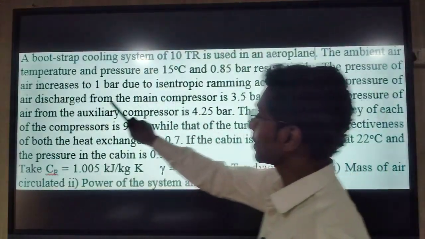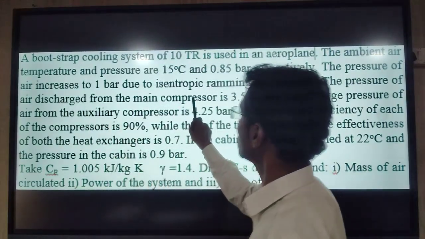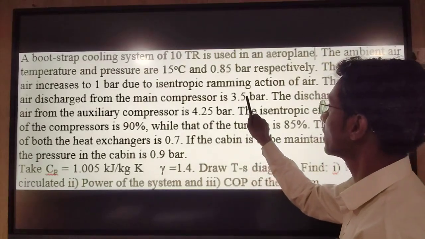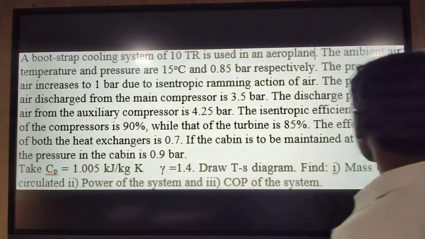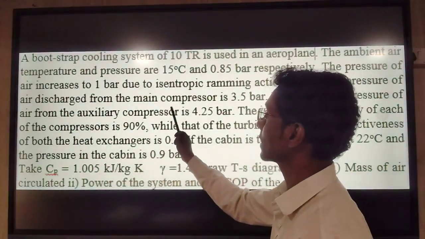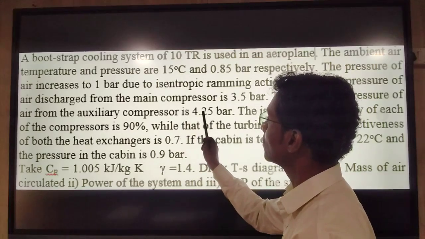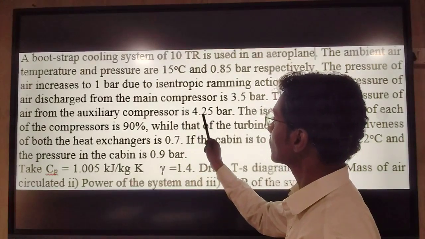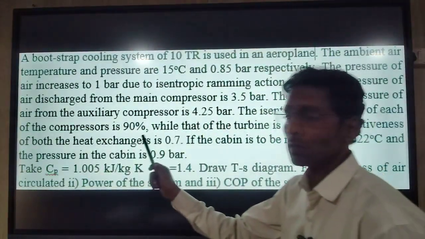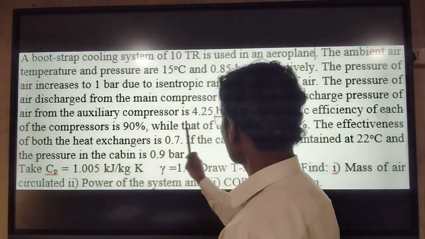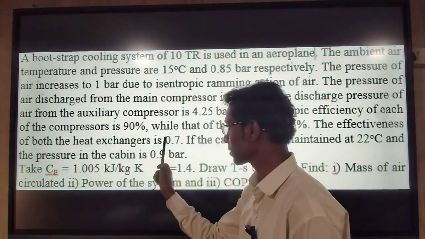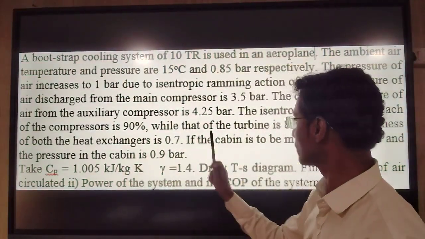The pressure of air discharged from the main compressor, that is after the main compressor, point number 3, is given as 3.5 bar. The discharge pressure of air from the auxiliary compressor, the second compressor, which will be point number 5 in the TS diagram, is 4.25 bar. Isentropic efficiency of each compressor is 90%, while that of the turbine is 85%. Effectiveness of both heat exchangers is 0.7.